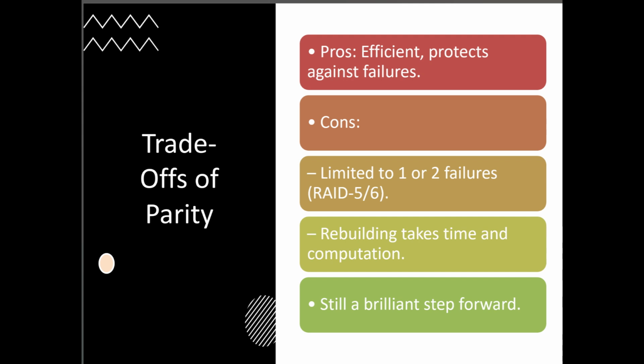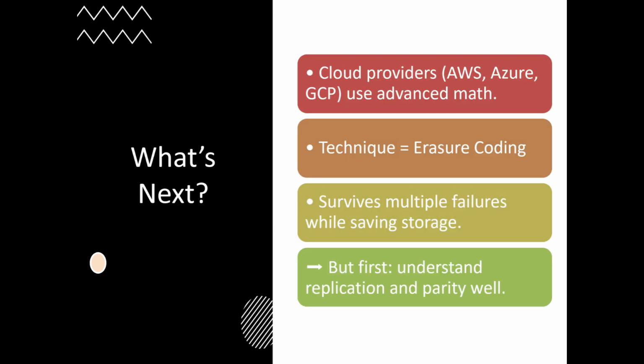Now, big cloud providers like Azure and AWS go even further. They use more advanced maths called erasure coding, which is like parity but much more complicated, and it can survive multiple failures at once. Before we get into that, we should clearly understand the concepts of replication and parity, which are the foundation of redundancy.